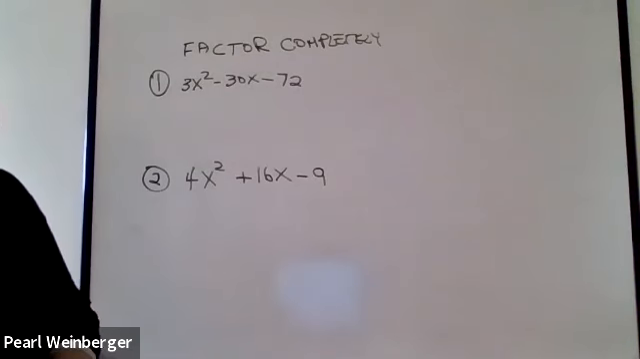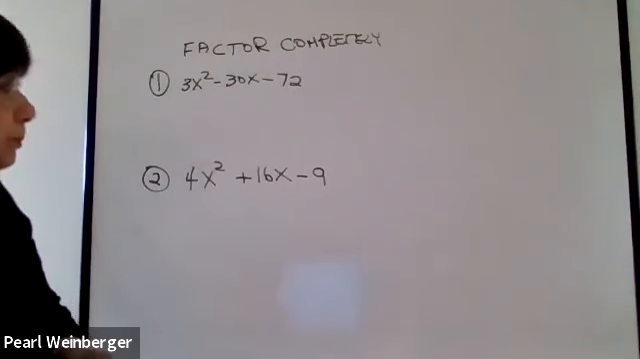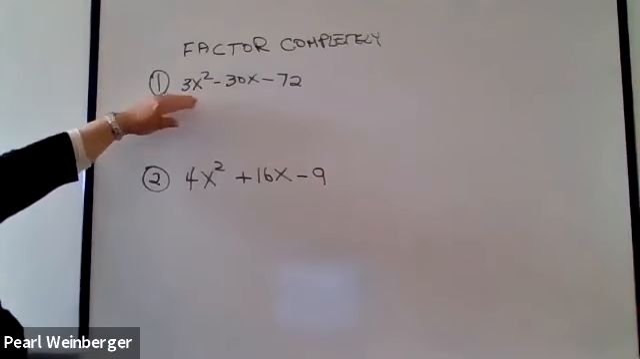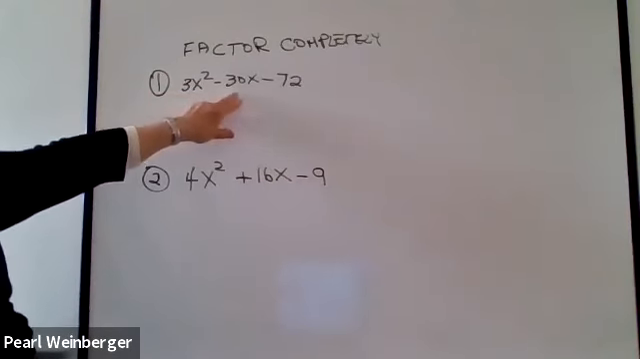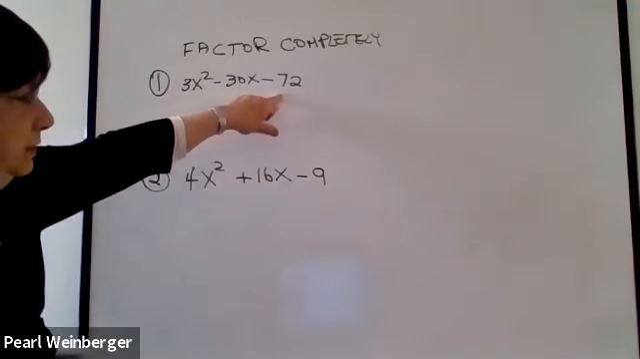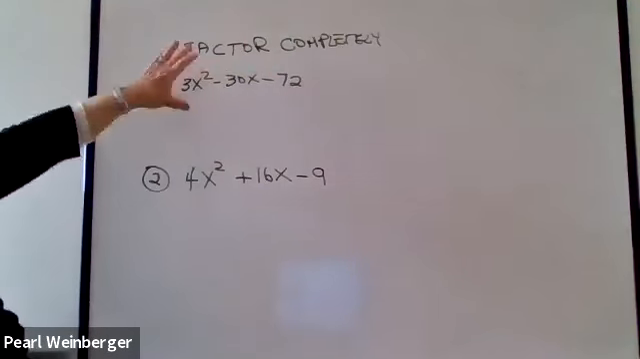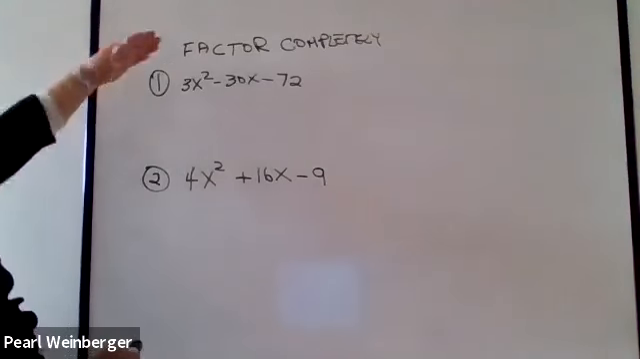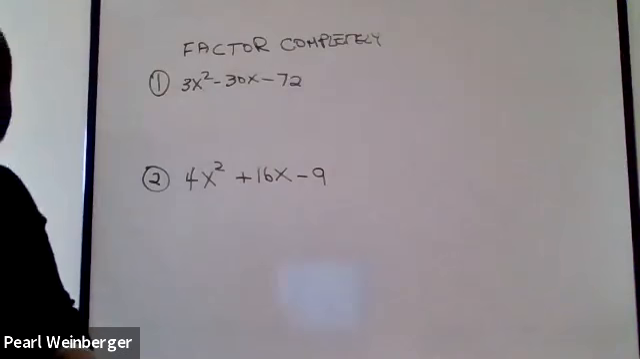Okay, I think we should get started on these now. Let's look at that first problem: 3x squared minus 30x minus 72. Both of these happen to be trinomials, three terms. And the question is to factor completely.